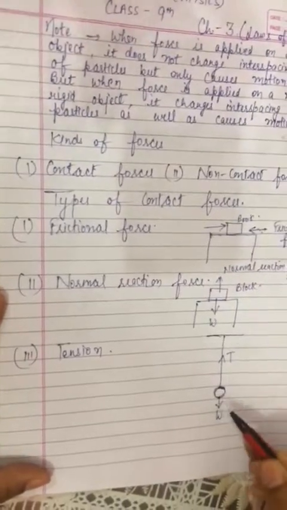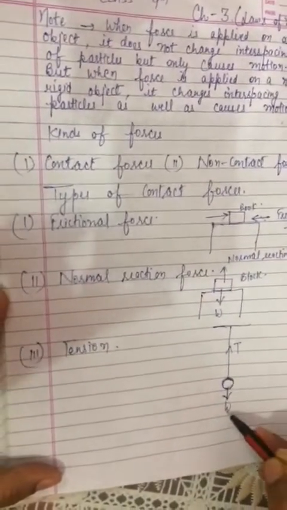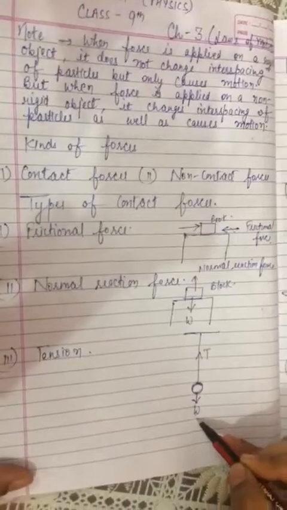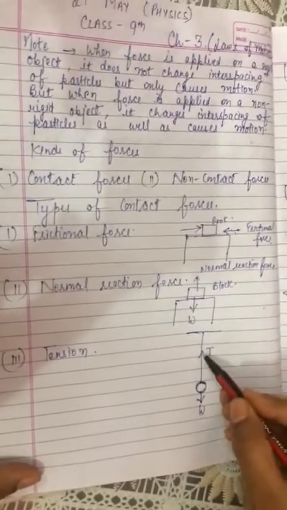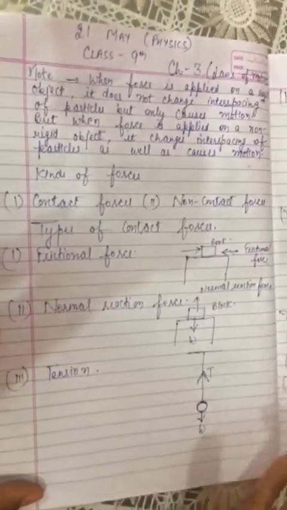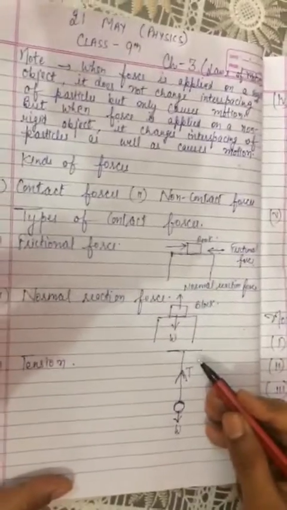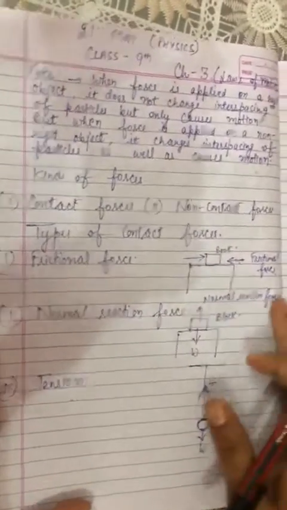Ball tied to a string, we know that the weight of the ball always acts in the downward direction. So when the weight acts downward, the force of tension comes into play in the upward direction. So this is the force of tension.